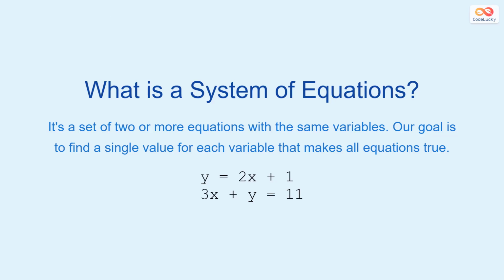First, what is a system of equations? It's just a collection of two or more equations that share the same variables. The main goal is to find the one specific value for x and y that makes every single equation in the system true.